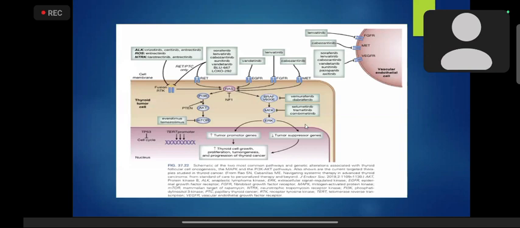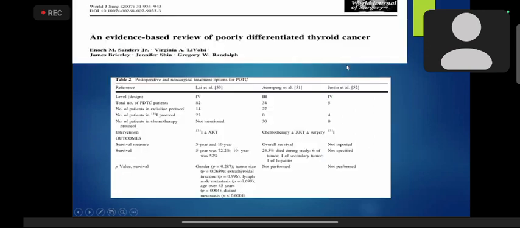So these are the many drugs which we usually use for thyroid cancer, but among all these, only one drug was found to be beneficial for managing poorly differentiated thyroid cancer, that is lenvatinib. So this is the study of Sanders et al., which I have already discussed above.